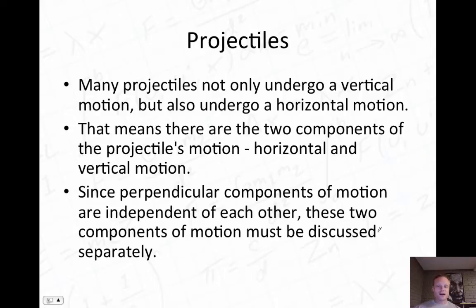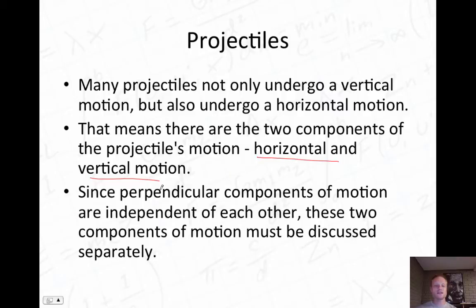Many projectiles not only undergo vertical motion, but also undergo horizontal motion. This will tie into what we've been doing before, where we are combining vectors. We're going to have components in the horizontal direction and components in the vertical direction, and we need to break those down to look at what's happening. So in projectile motion, there's going to be horizontal and vertical motion going on.